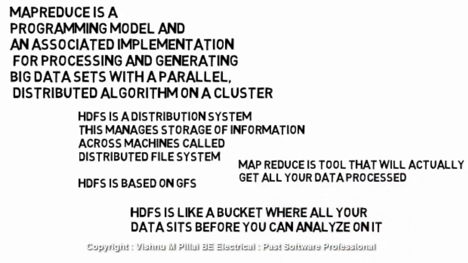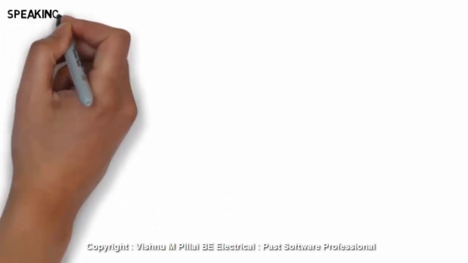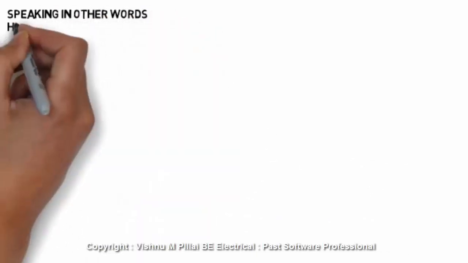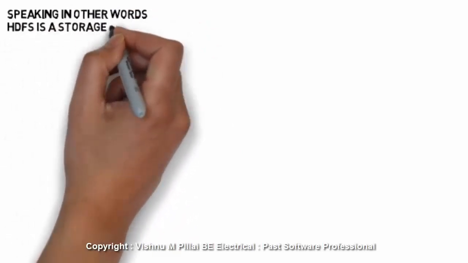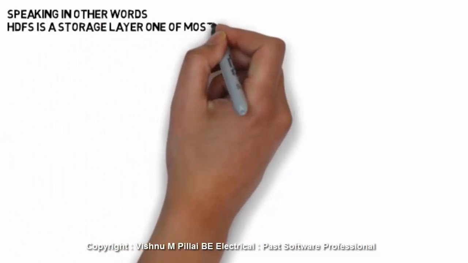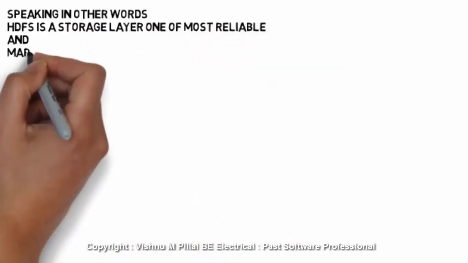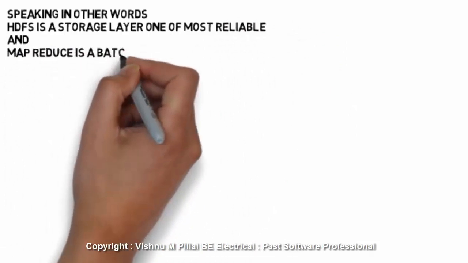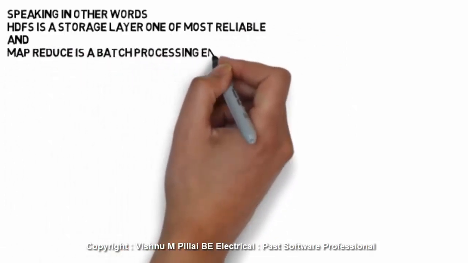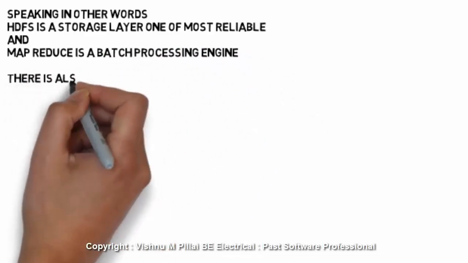And if you look at MapReduce, it's a tool that will actually get all your data processed. MapReduce is a function which will process or analyze your data using a certain program which will be written in Java. So that's how the full process works. MapReduce will analyze the data, and HDFS stores the data. In other words, HDFS is a storage layer, one of the most reliable ones, and MapReduce is a batch processing engine. So that's how you define both of these.